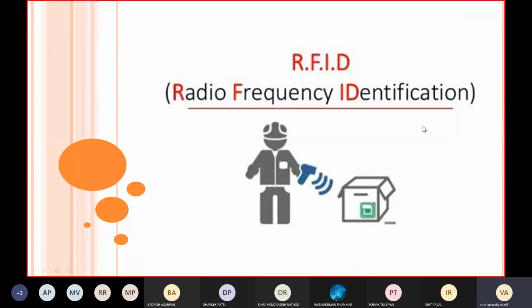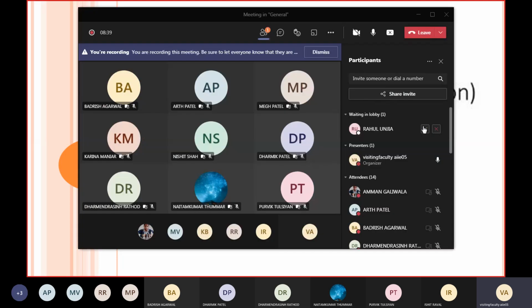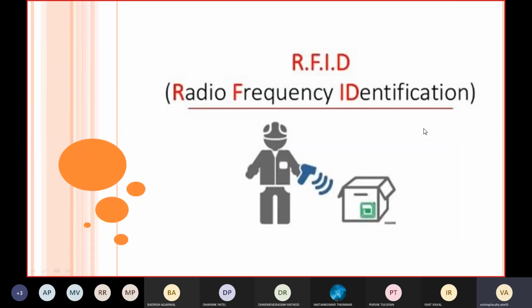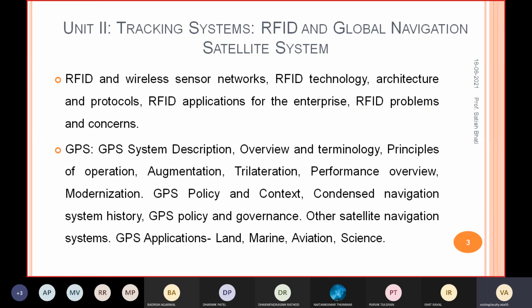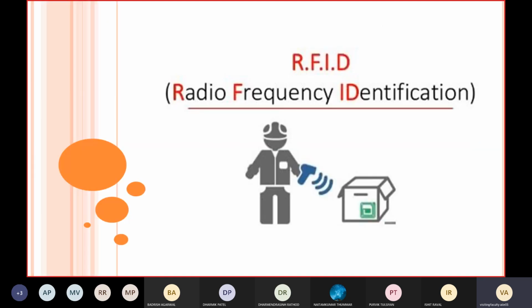So we have completed the first unit, and that was related to computer network. One portion is about wireless sensor network, right? The next unit is the tracking system, in which we will cover two types of system. One is RFID, and the second one is GPS system, right? So there is a syllabus for that unit. So today we'll start this RFID, right?